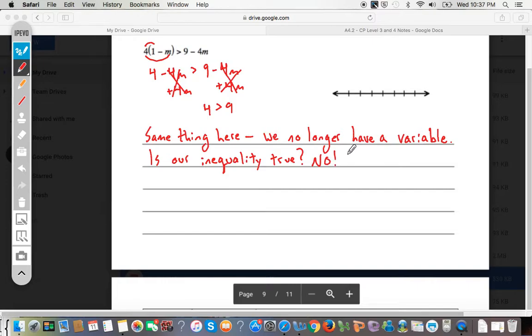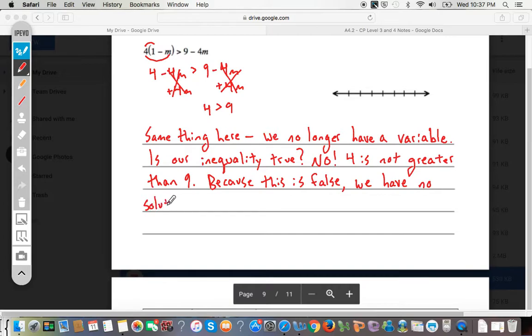Okay, 4 is not greater than 9. Okay, because this is false, we have no solutions that make this inequality true.